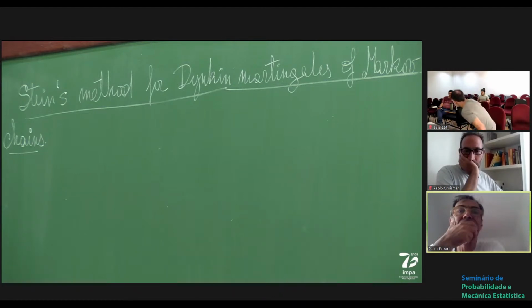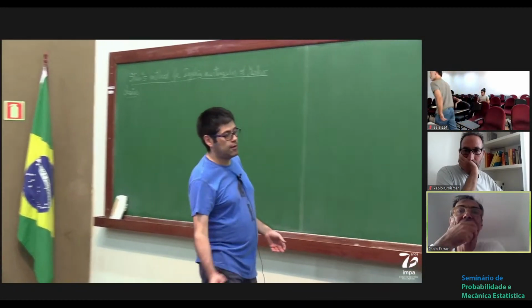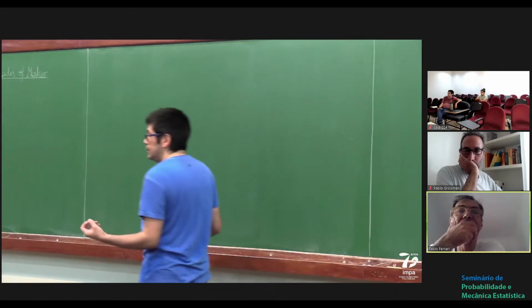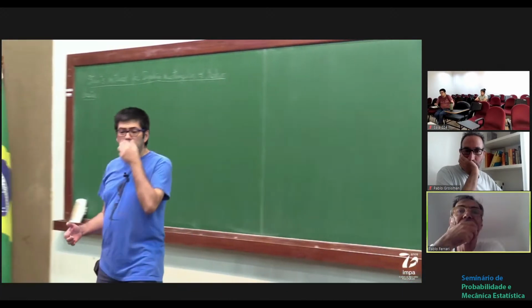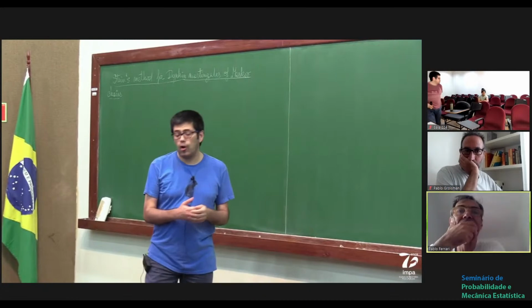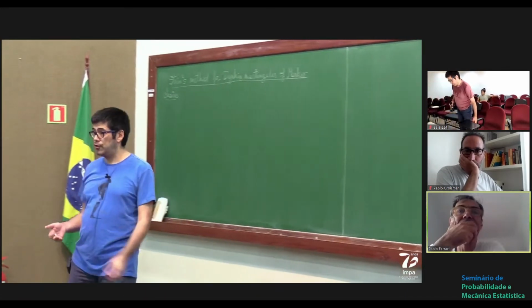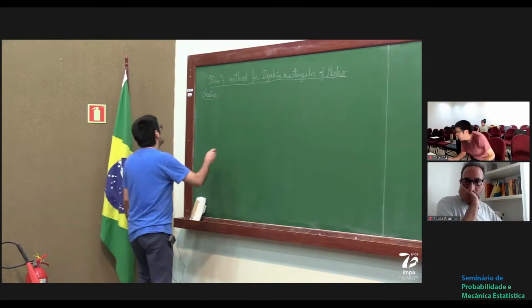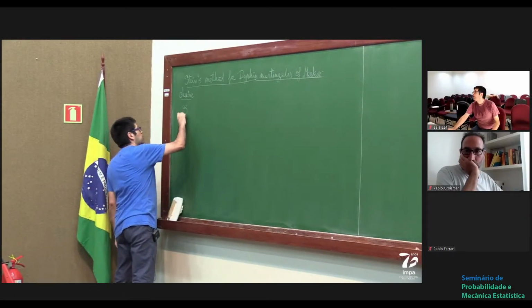Stein's method is nowadays a very popular way to prove the central limit theorem, among other limit theorems in probability, because it allows us to obtain quantitative versions of this central limit theorem. Okay, so let me just briefly explain how Stein's method works.